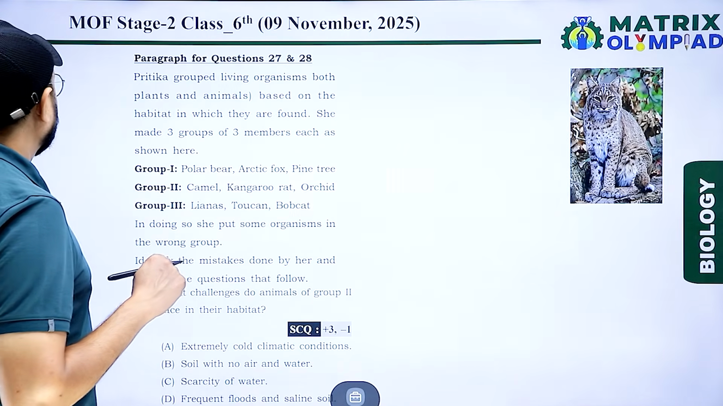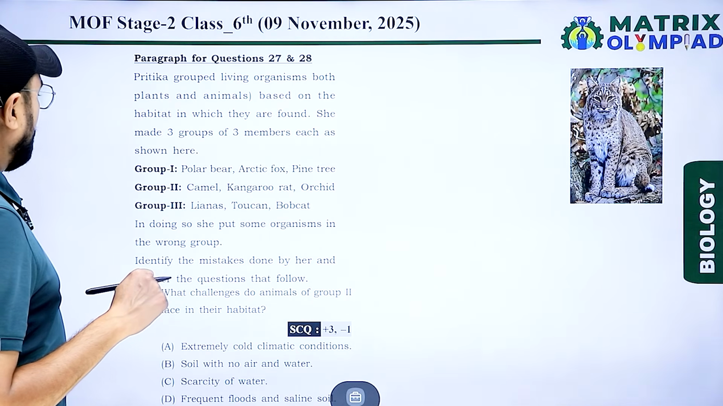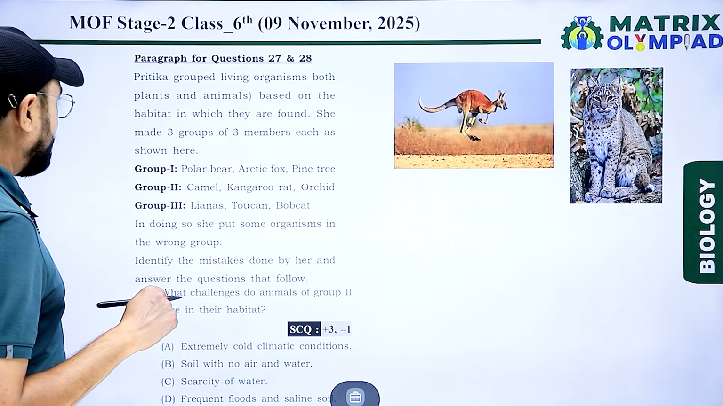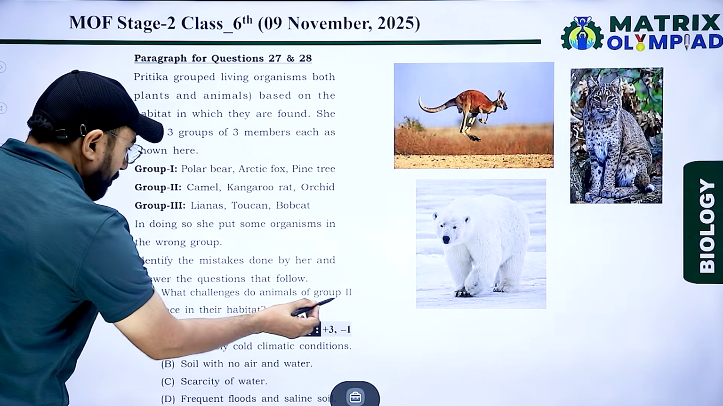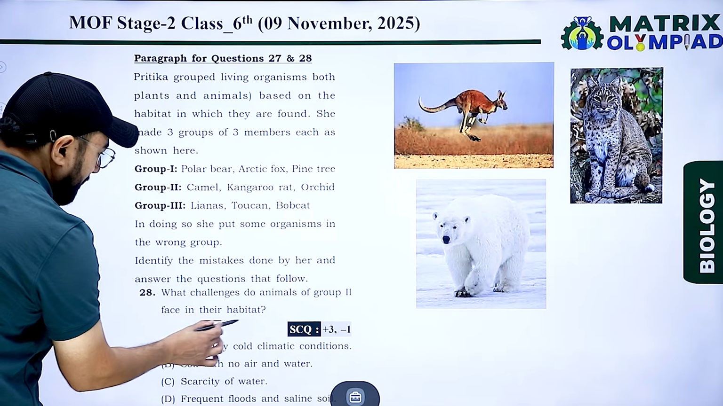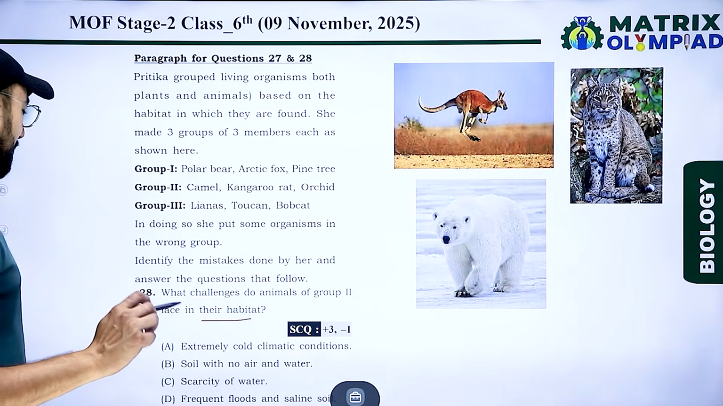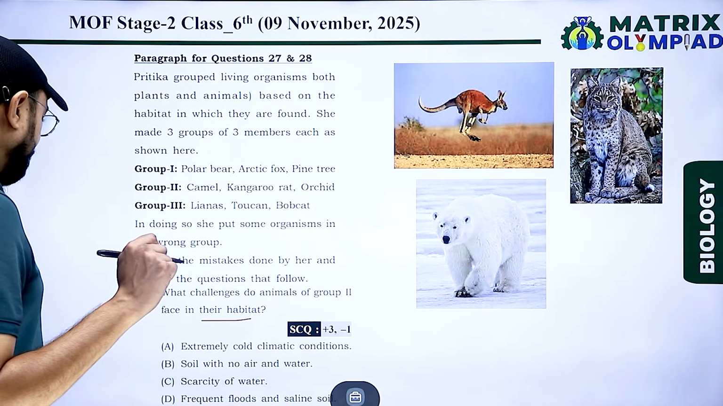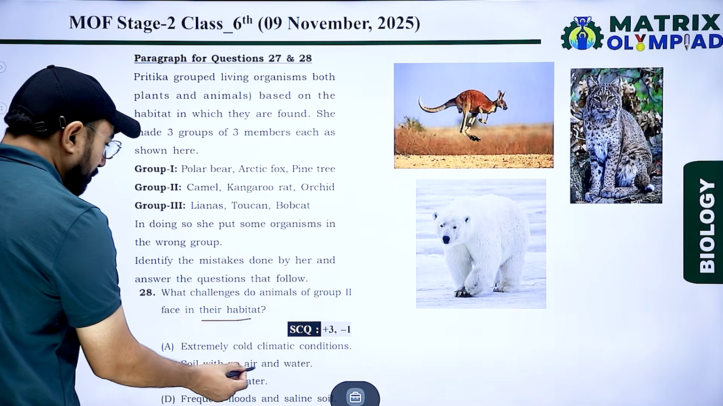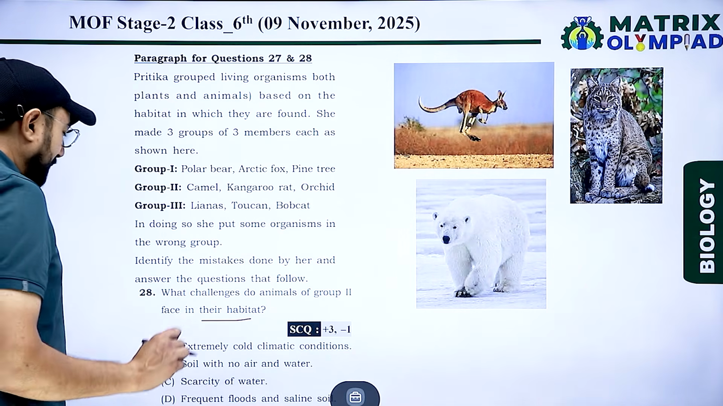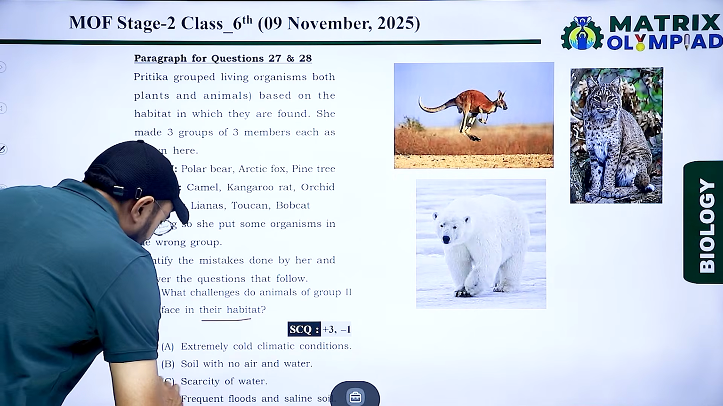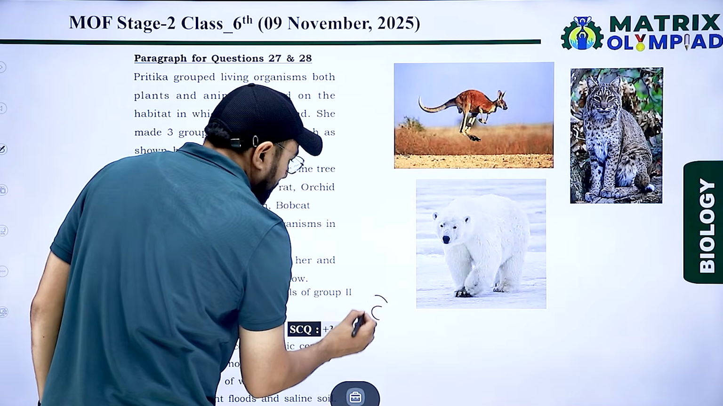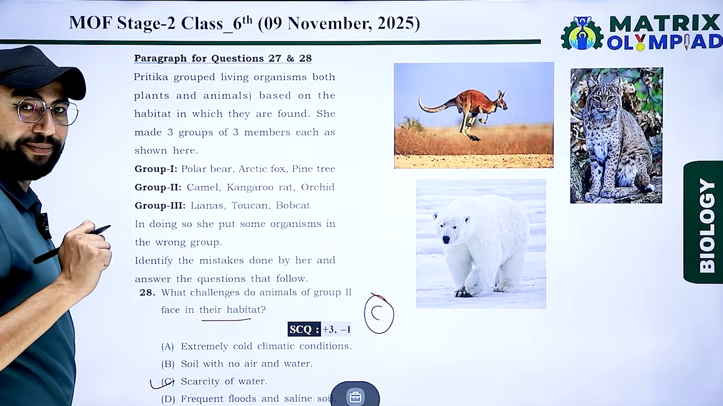Next. What challenge do animals of group second face in their habitat? Extremely cold climatic condition, soil with no air and water, scarcity of water. Option C is right for this question.